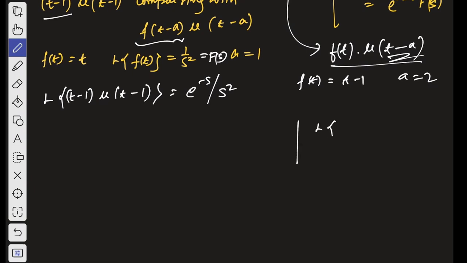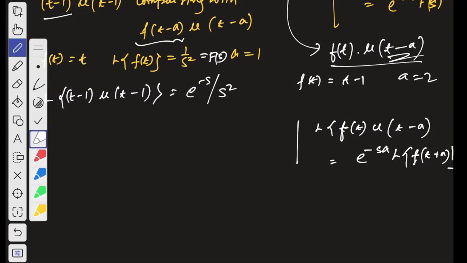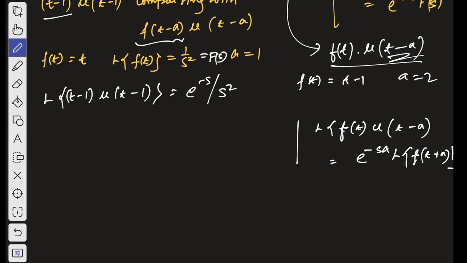So we know that the Laplace transformation of f of t into u of t minus a is given by e to the power minus sa, Laplace transformation of f of t plus a. So that's what we will get, right? So if you apply that theorem here, then what will you get?